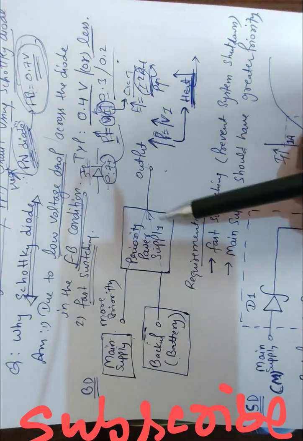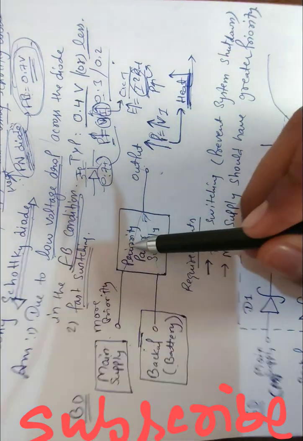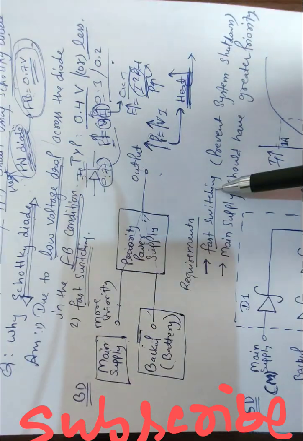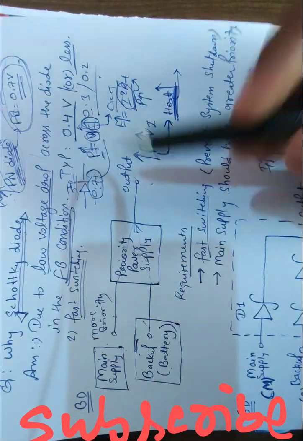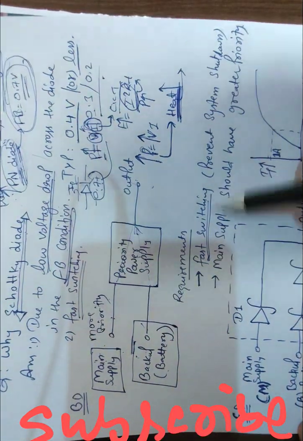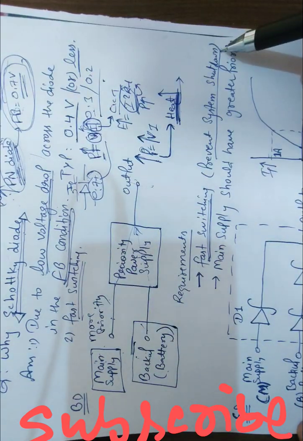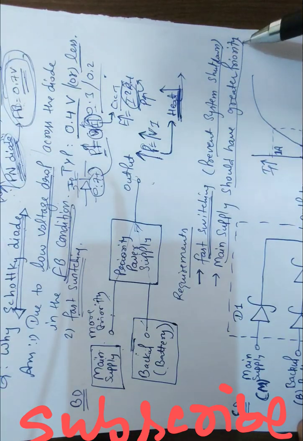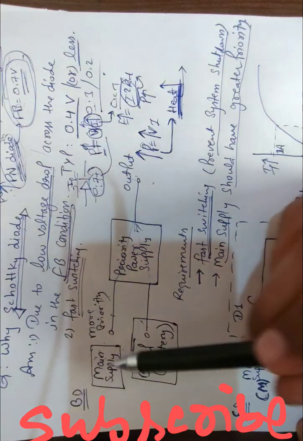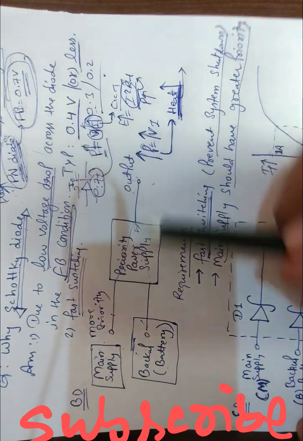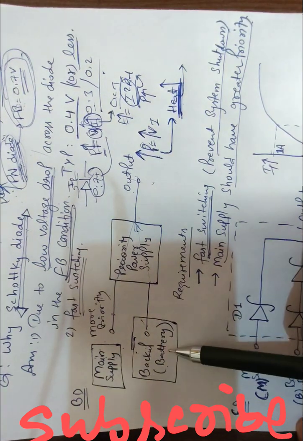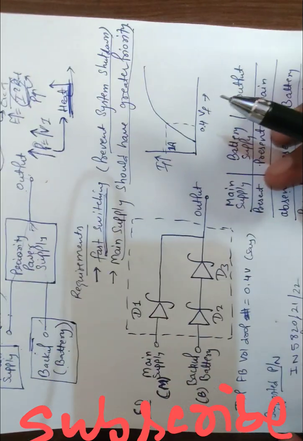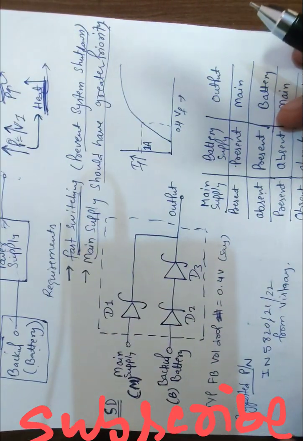Now the requirement is also that this switching from main to battery and battery to main should be fast enough, because if it is not fast, your system will shut down. The fast switching is required to prevent system shutdown. And second, the main supply should have greater priority. If both the supplies are present, the output will connect to the main supply, not the battery supply. Okay, this is the requirement. So on the basis of these requirements, I have suggested this circuit.